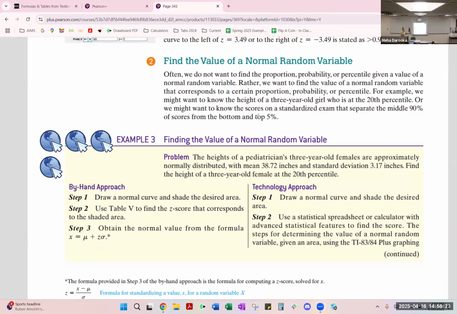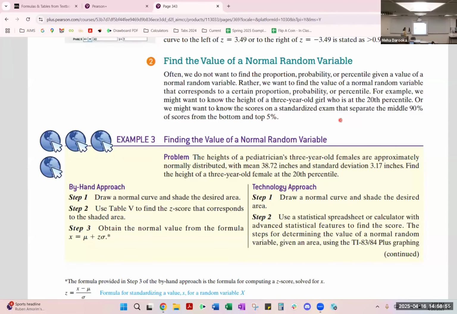We might want to know the height of a 3-year-old girl who is at the 20th percentile. So we know the 20th percentile, but we don't know what height goes with that 20th percentile. Or we might want to know the scores on a standardized exam that separates the middle 90% of the scores from the top and bottom 5%. So again, we know the percentile or the percentage or the probability proportion, but we don't know what score or what value goes with it.